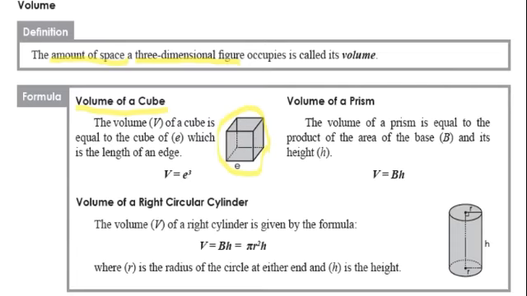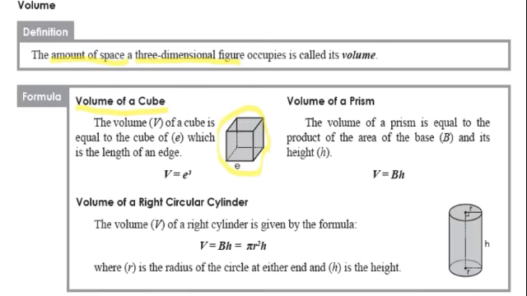Okay, next is the volume of a prism. The volume of a prism is equal to the product of the area of the base and its height. It's easy, because to get the volume of a prism, it is the product of the area of the base and its height. So, base times height only. You multiply base and height, and that is the volume of a prism.